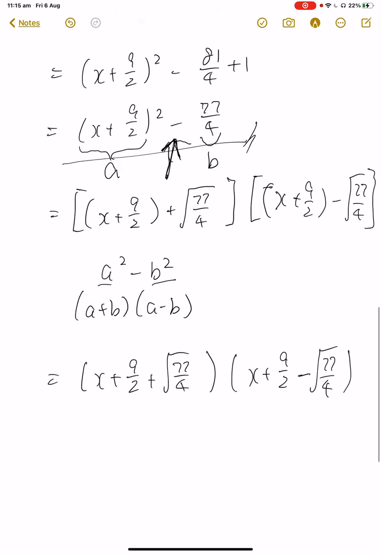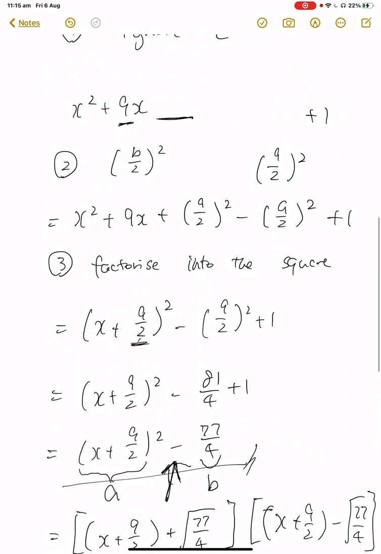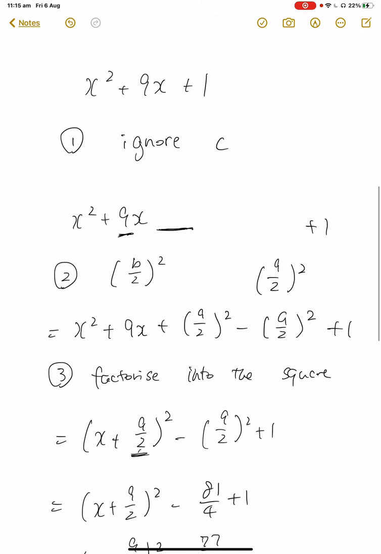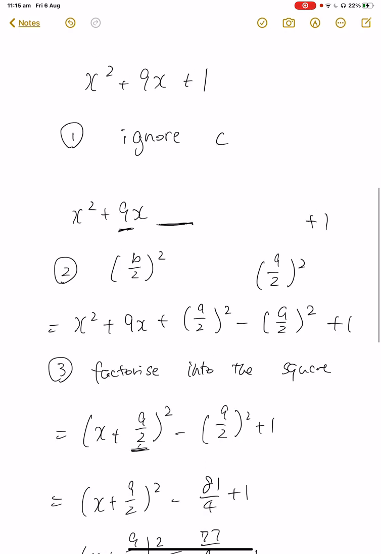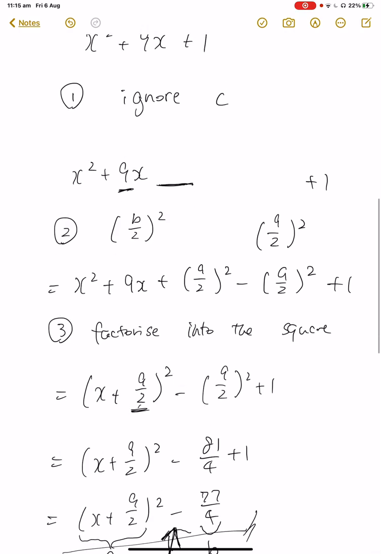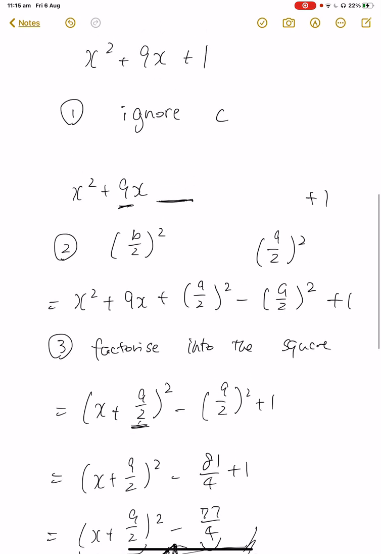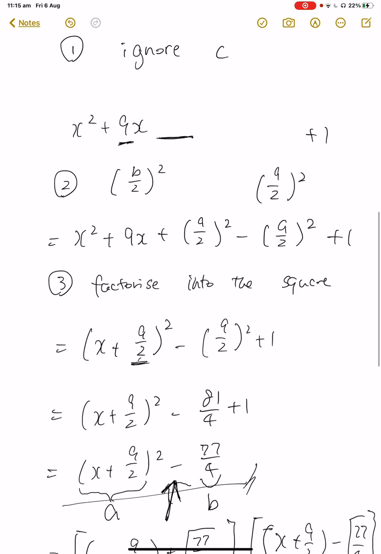All right, so this is completing the square. Let's have a little summary here. If we look back at our example, number 1, ignore the c. Here's our first step. Our second step is to add and subtract the same thing that would make the ax squared plus bx into a perfect square.